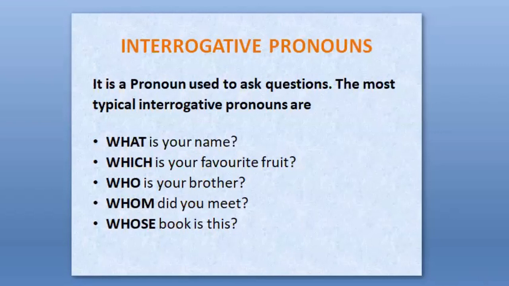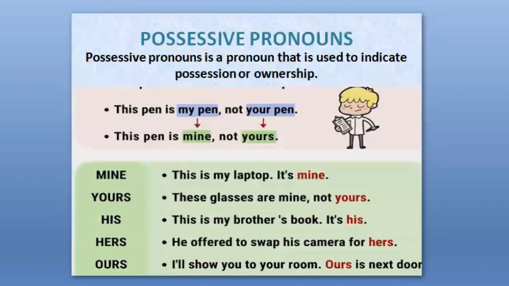So remember, what is an interrogative pronoun? It's asking a question. The sentence ends with a question mark. Now we'll see the third pronoun, that is the possessive pronoun. A possessive pronoun is a pronoun that is used to indicate possession or ownership. Now suppose, the interrogative pronoun we studied, whose book is this? So that is an interrogative pronoun. When you are asking the question, somebody will give you an answer, no?